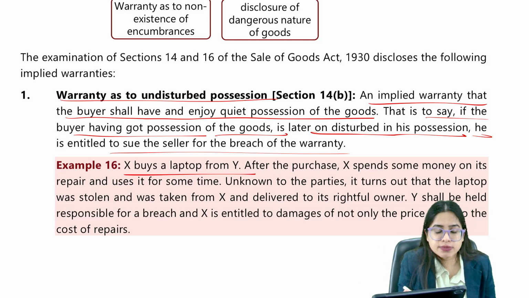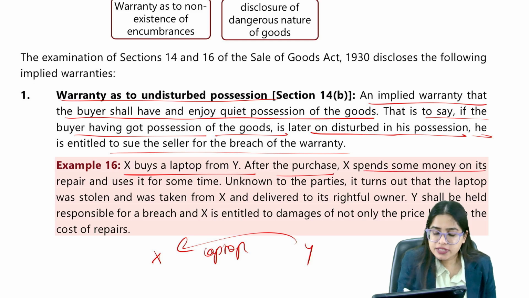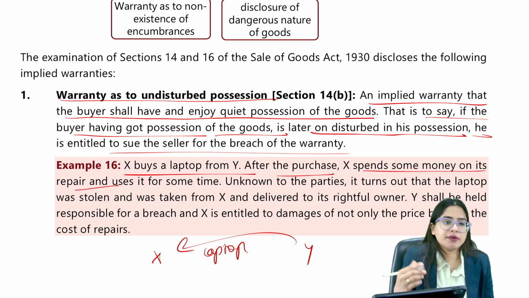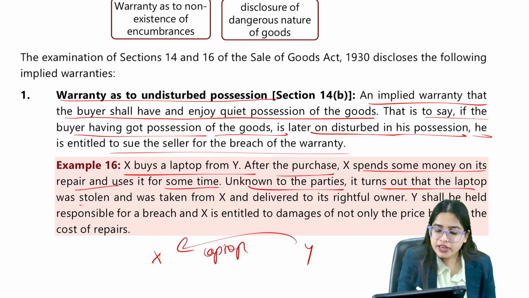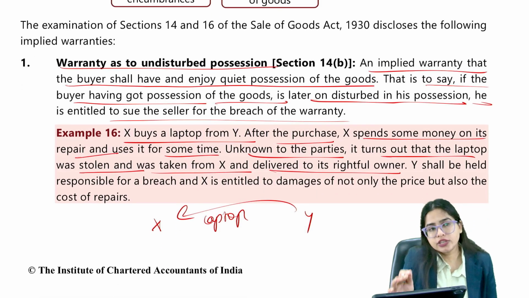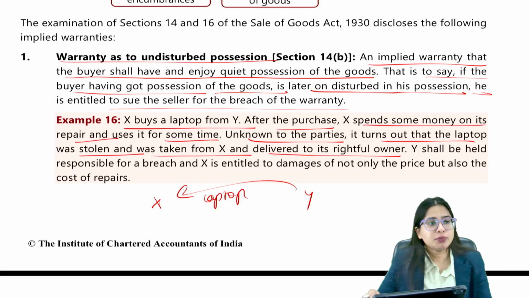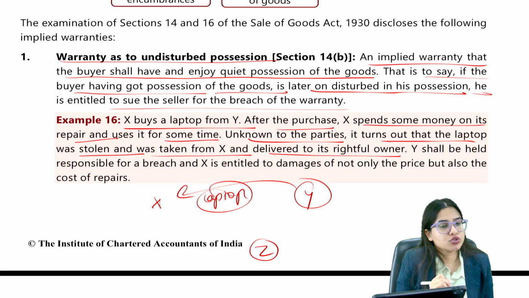For example, X buys a laptop from Y. After purchase, X spent some money on its repair. Unknown to the parties, it turns out that the laptop was stolen, and X has to deliver that laptop to the rightful owner. Later on they found out that the laptop is stolen, that it does not belong to Y. So let's say that laptop belongs to Z, so X has to return that laptop to the rightful owner.